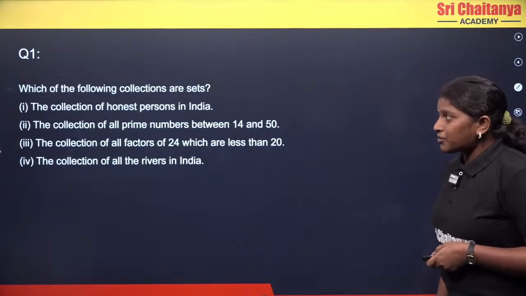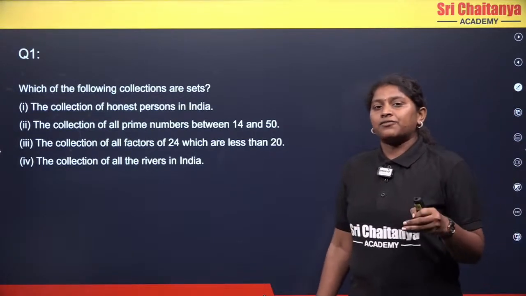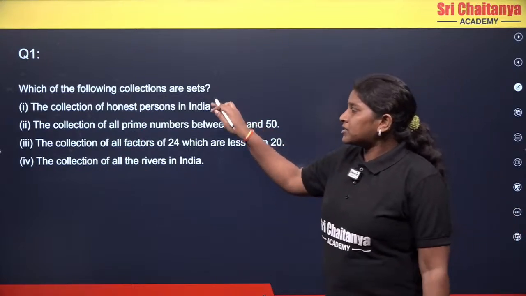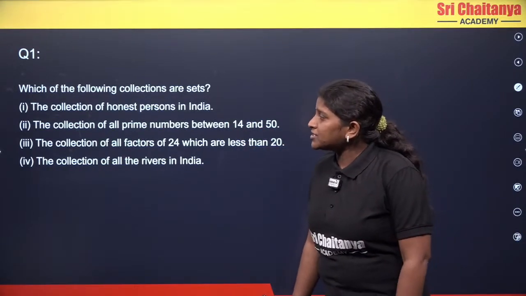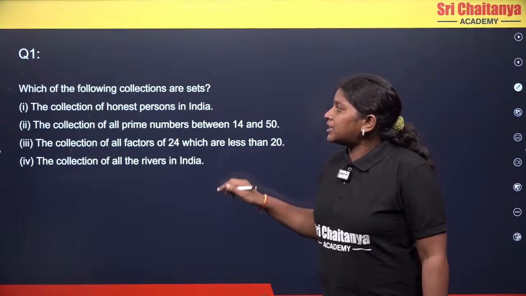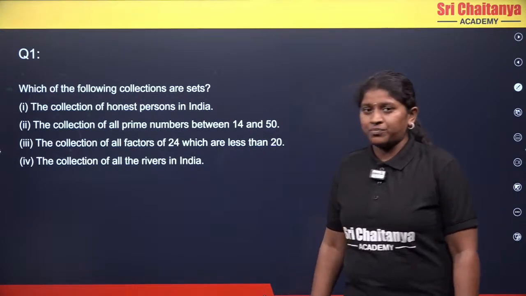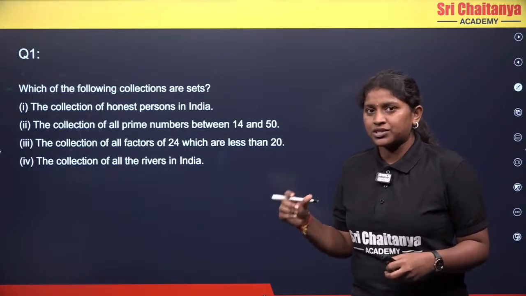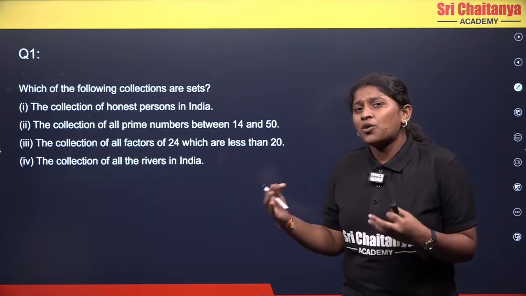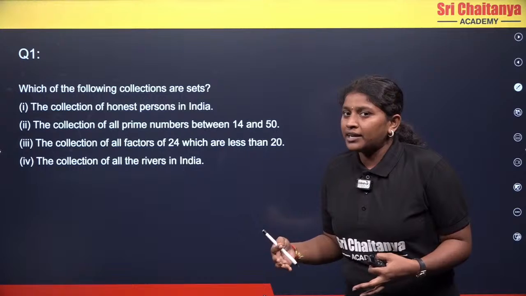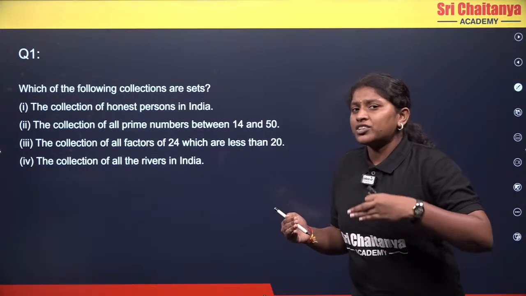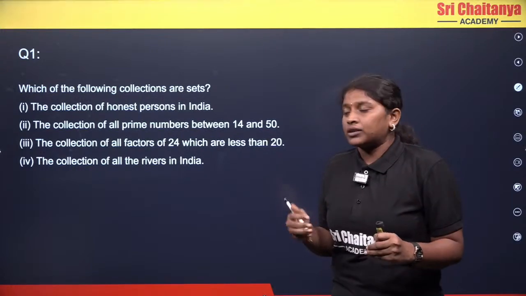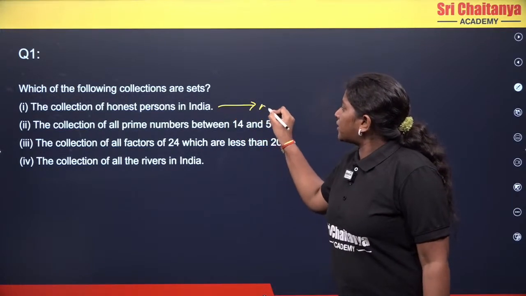Now let's solve a question on how to classify the given situation as a set or not a set. Which of the following collections are sets? The first one: the collection of honest persons in India. Do we have any particular property or question to determine whether a person is honest or not? It is not possible, right? We do not have a common property with the help of which we can say that the person is honest or not. So this is not a set.